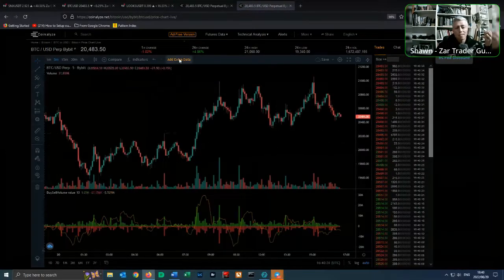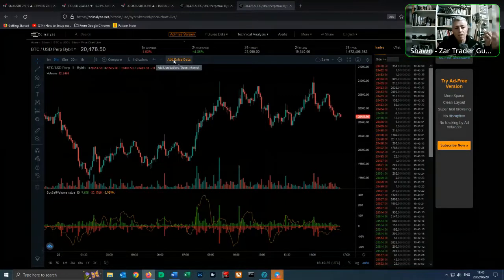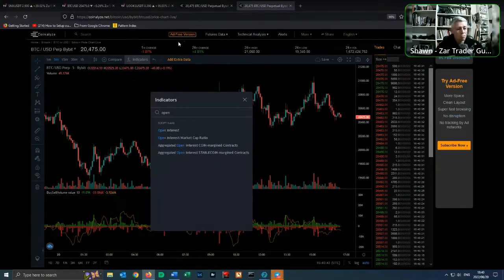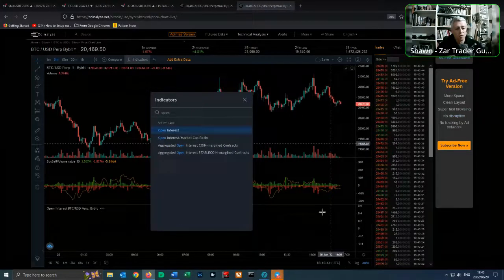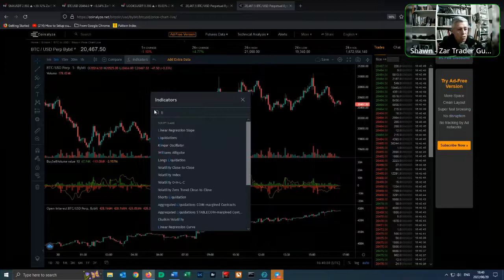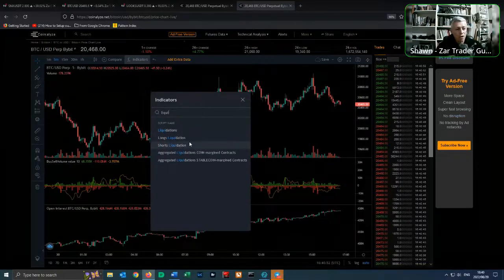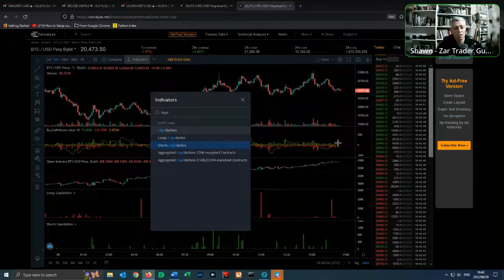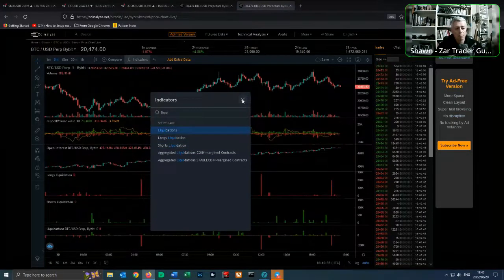So they've put a shortcut in there. Just click extra data. You can also go to indicators. Click on the indicators and type in open interest. And click on open interest, and it will show you. I can also then go and type in liquidations. So I can have long liquidations separately, short liquidations separately, or I can have liquidations altogether.